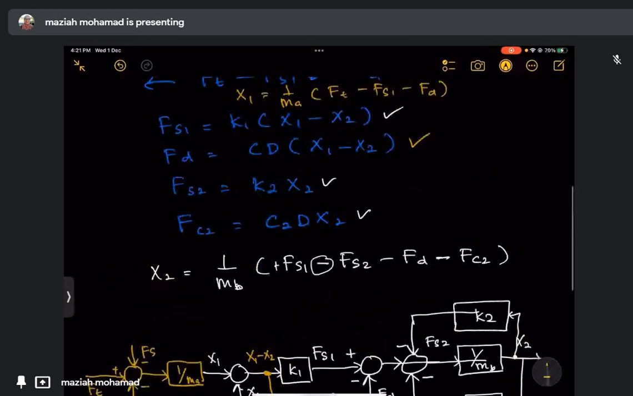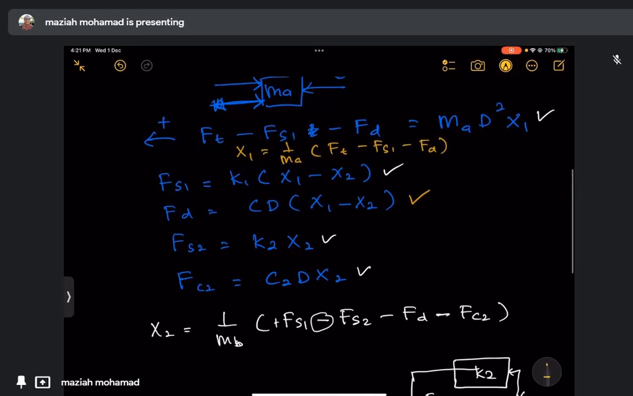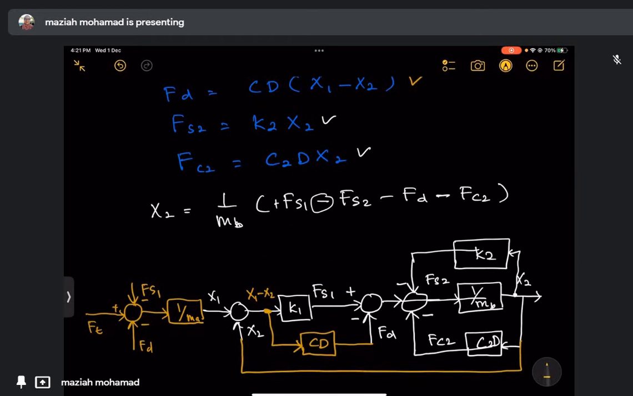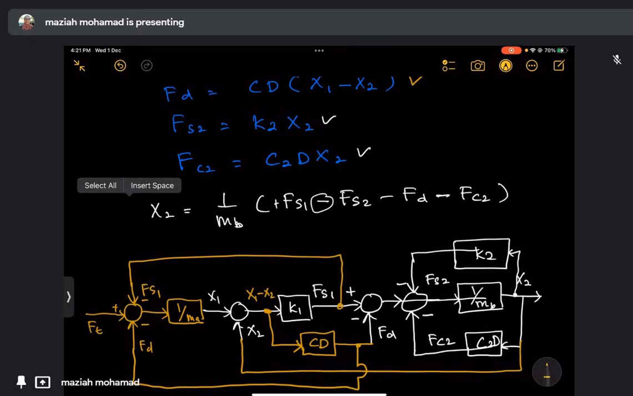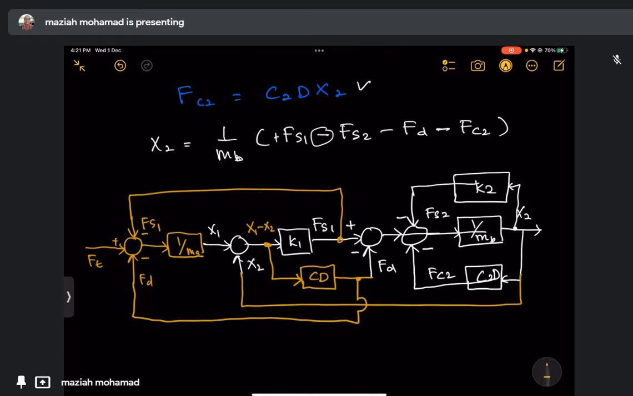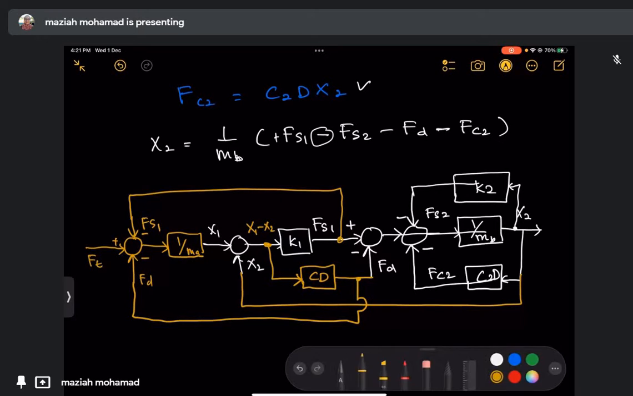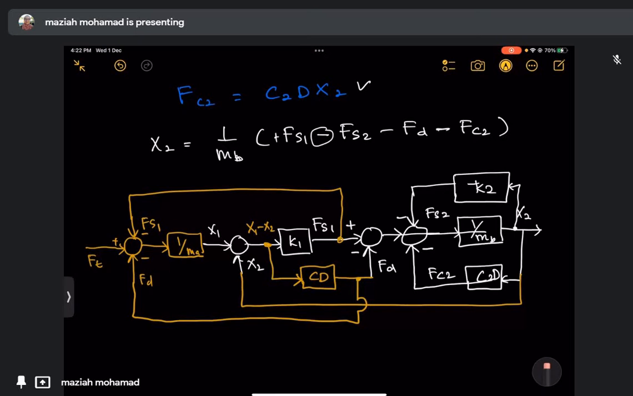Ini Fs berapa yang ni? Fs1. Okay, this is Fs1. Okay, so Fs1 is already here. We just tap, go to here, and similar to Fd, we already have Fd there. So we're going to connect to Fd. Okay, so that's the block diagram of the system. All right. Any question regarding this one?